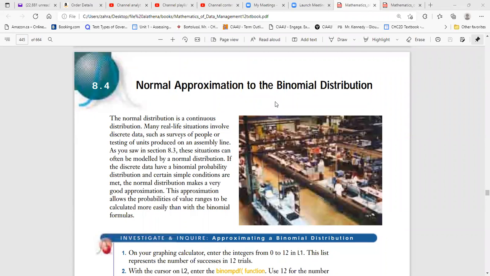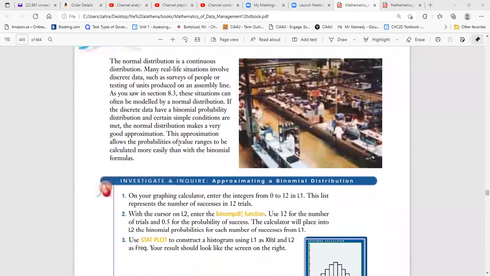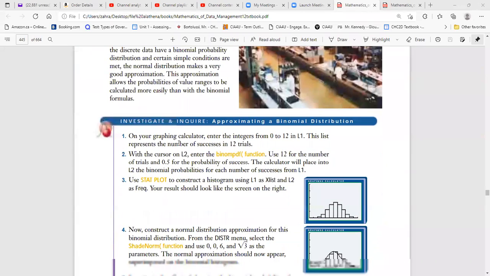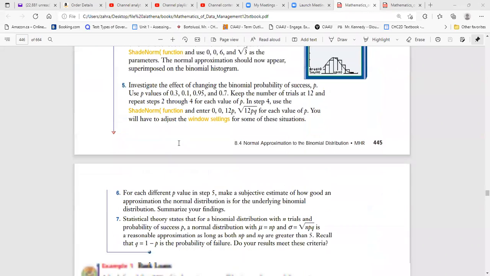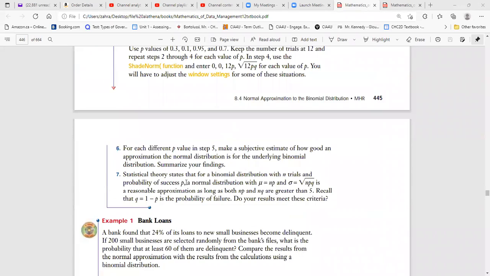8.4 Normal approximation to the binomial distribution. Now, when we have a binomial distribution, failure and success, right? In the binomial distribution, we have P and we have Q. Remember that P is the probability of success and Q is failure, which is 1 minus P.